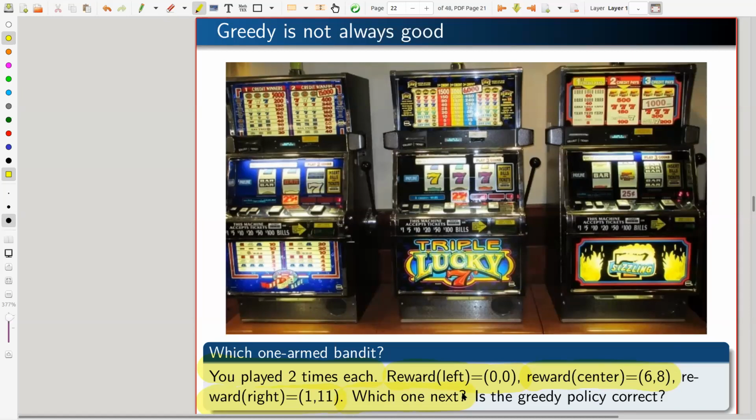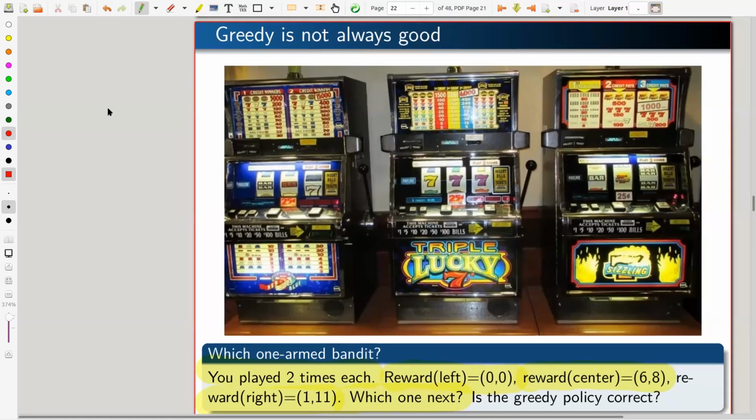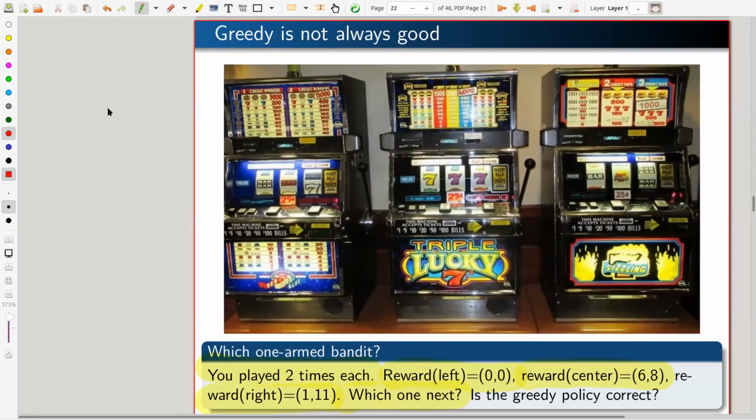Well, maybe just looking at the data that we have and not considering the slot machines as slot machines, the average reward for the center one is the highest. So the next one maybe will be the center one. So you see here the average reward is 7. Here the average reward is 6. And here the average reward is 0. Okay, with this limited data, you would choose the center one.